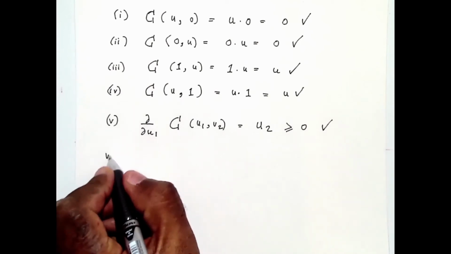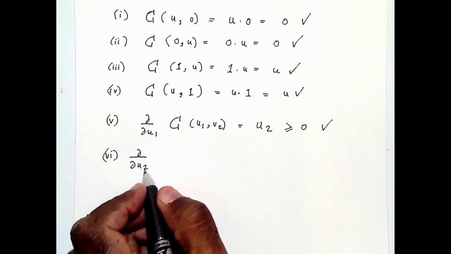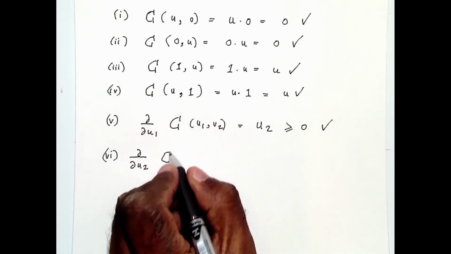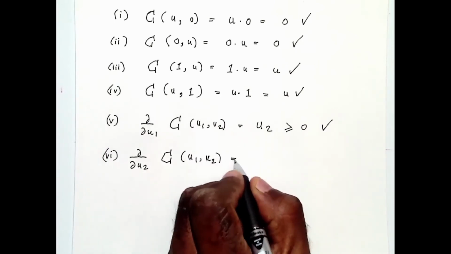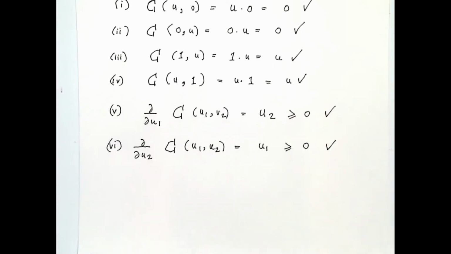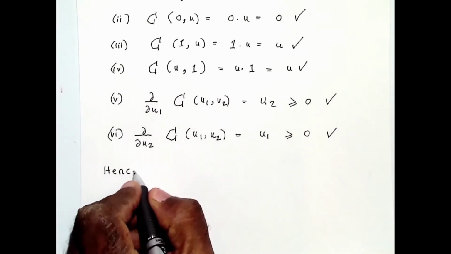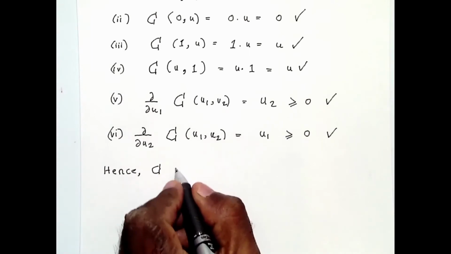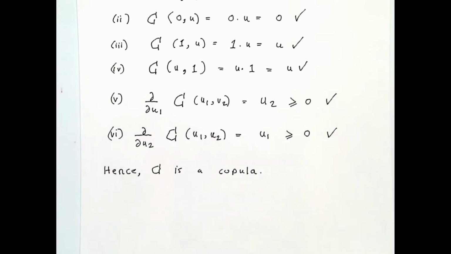And finally, condition 6, the partial derivative with respect to u2 of this. So this will be u1, which is non-negative. So all 6 conditions are satisfied. So hence, the conclusion is that... right, this is an easy example. Let's go to the next question.